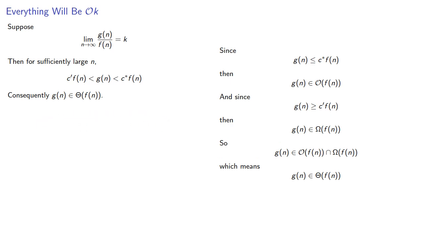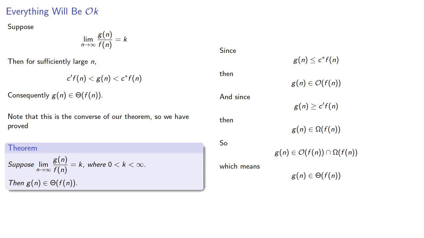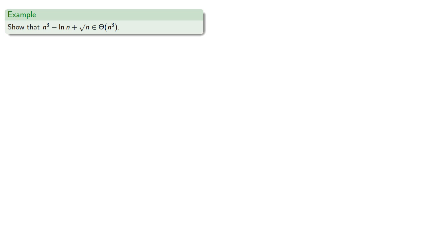Note that this is the converse of our theorem, and so we have proved: suppose the limit of our quotient is k, where k is some positive real number that's not 0 or infinity. Then g of n is order f of n. So, for example, we might want to show that some function is order n cubed. So we'll go ahead and find the limit of that quotient.